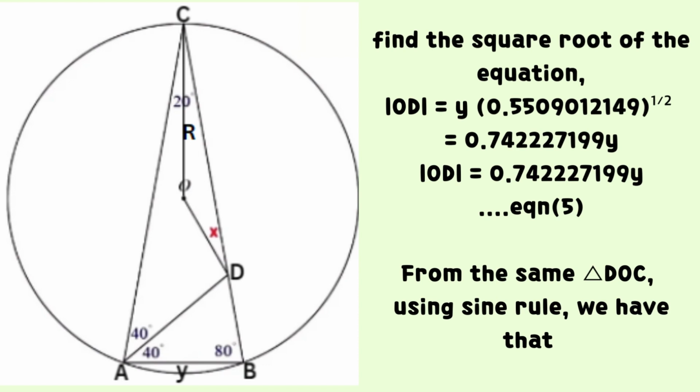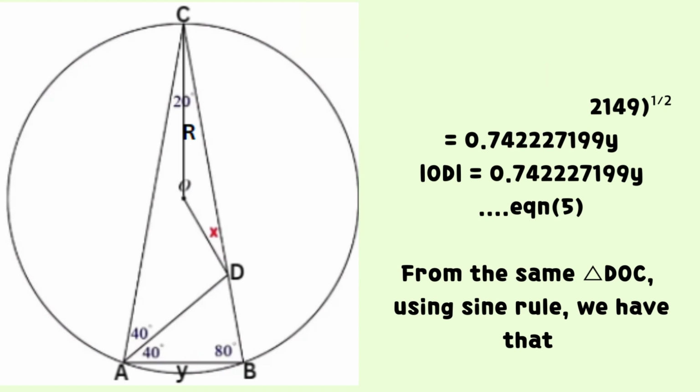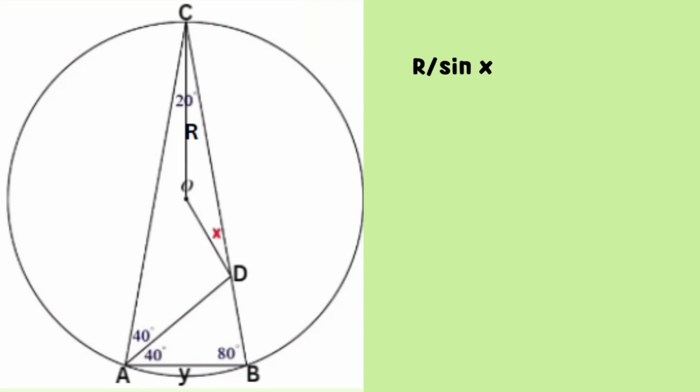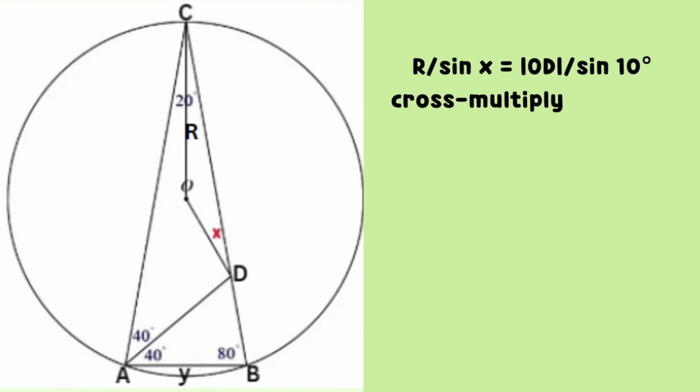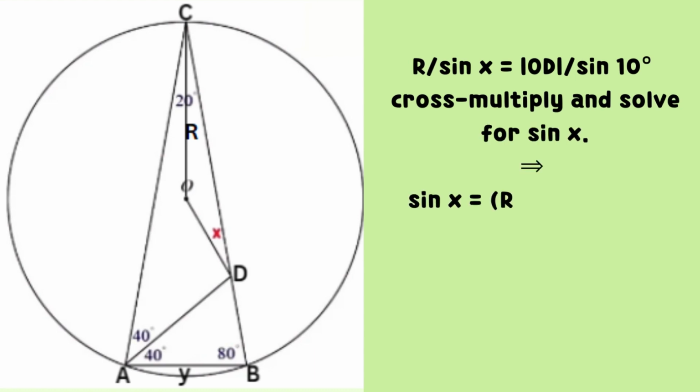From the same triangle DOC, using sine rule, we have that the ratio of r to sine x equals the ratio of line OD to sine 10 degrees. Cross-multiply and solve for sin x. We obtained the equation in sin x as shown on the screen.